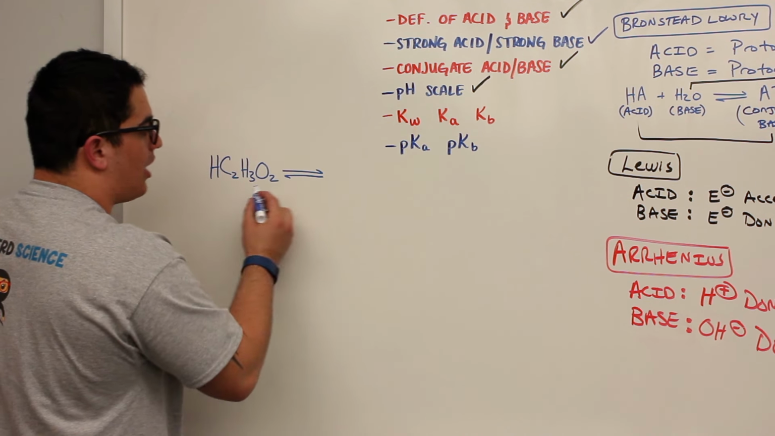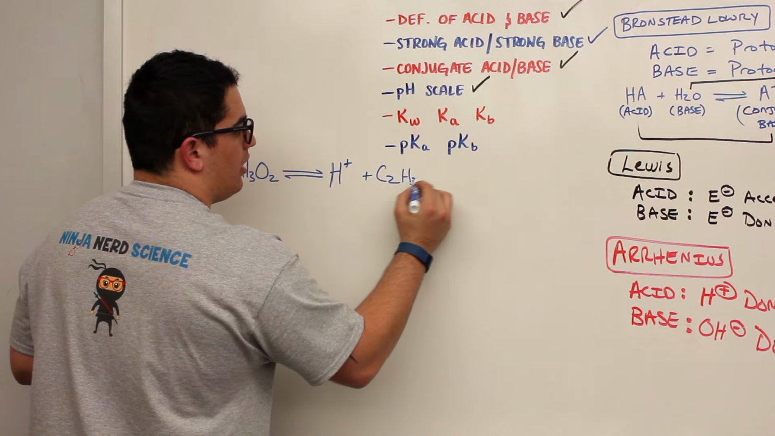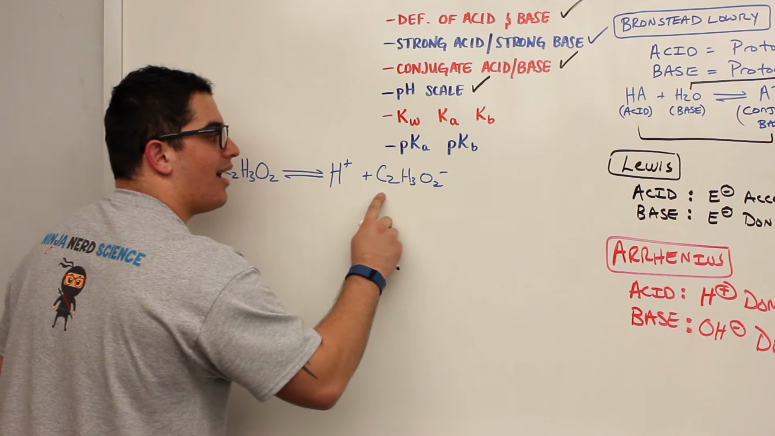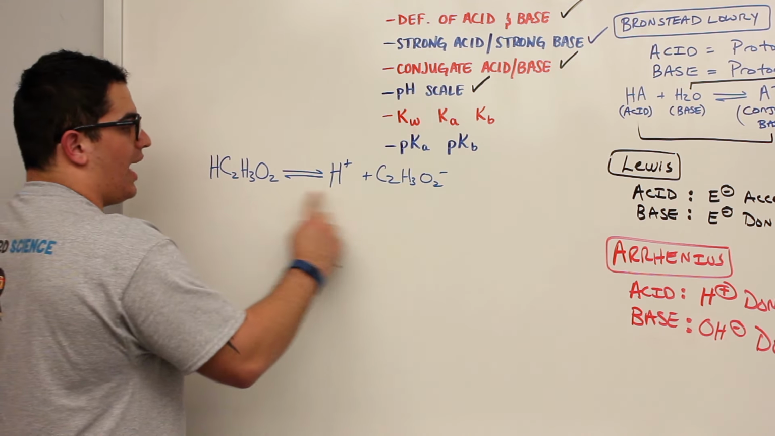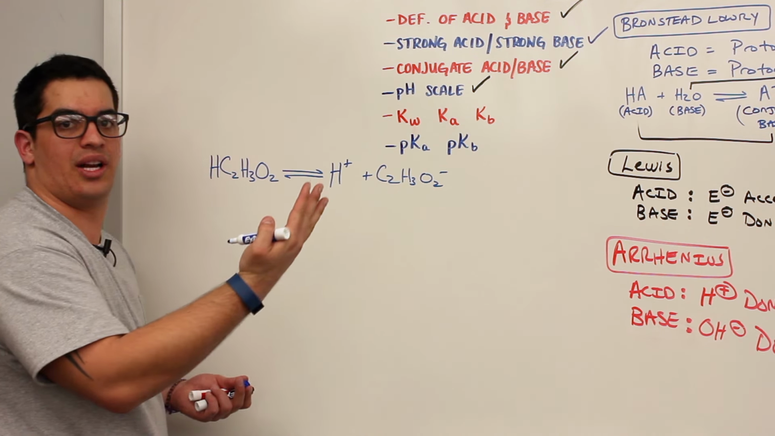So whenever he gives up his H plus, he forms these two structures. And again, what would this be? Weak acid. This would be its conjugate base. So that's the weak acid conjugate base pair. And if I did this in water, water would be the base and H plus would be the conjugate acid.